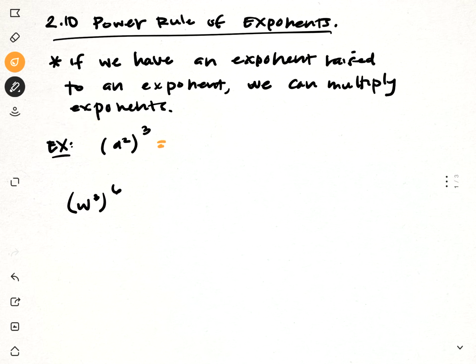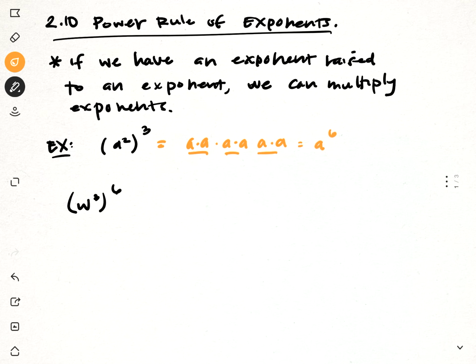So a squared to the third means that we have a squared times itself 3 times. So that's one a squared, and then there's another a squared, and then there's a third a squared, right? So this is a squared cubed, which means multiplied by itself 3 times. Altogether this is going to be a to the 6th.